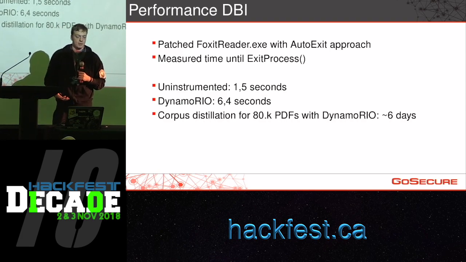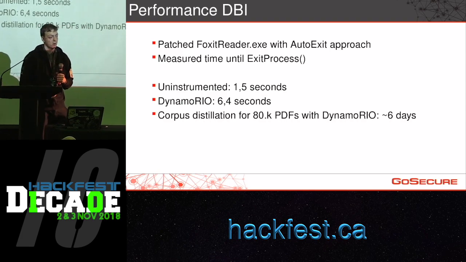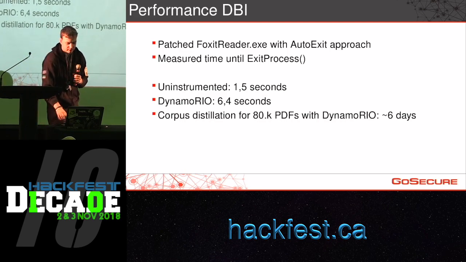So if you want to do corpus distillation with DynamoRIO, it will take you 6 days for 80K PDFs. That's way too long, and at the same time, as I said, 80K PDFs is not even enough. You want to have millions of PDFs in your set.